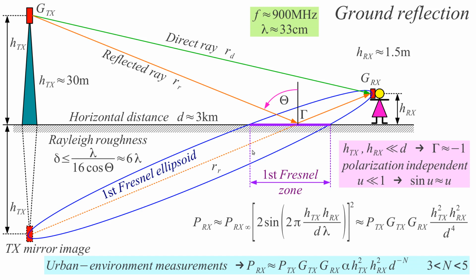And this reflection from the ground is almost specular. Why? Because the Rayleigh roughness should be smaller than wavelength divided by 16 times cosine. Now cosine for these figures here is 0.01. So for the data given here, this comes up to about 6 lambda. So 6 lambda with 33 centimeters wavelength, this is 2 meters. A roughness of 2 meters.